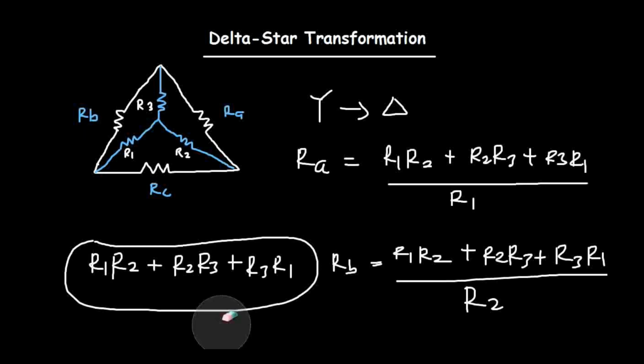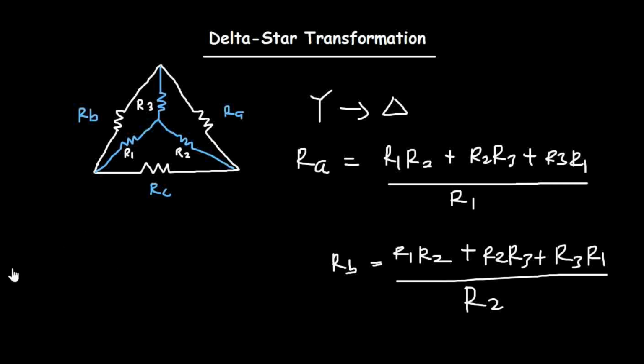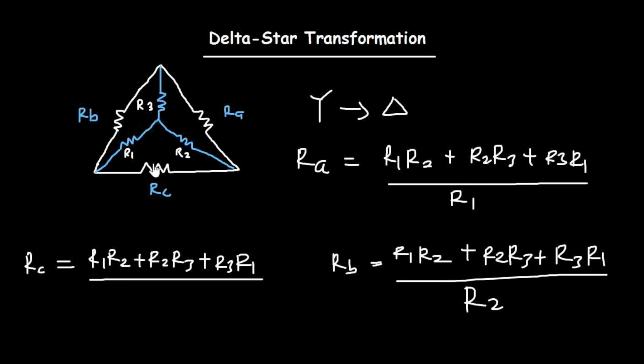So let's do the same for the third resistor, which is RC. To calculate for RC also, this will be equal to R1 multiplying R2 plus R2 multiplying R3 plus R3 multiplying R1. Okay, so all this divided by the value opposite to RC, which is R3. So we use this formula when we want to change a star network to a delta network. Okay, so with this understanding, let's try our hands on an example.